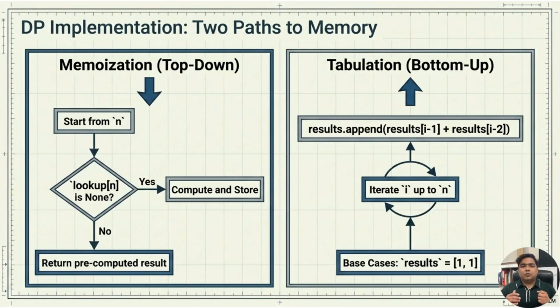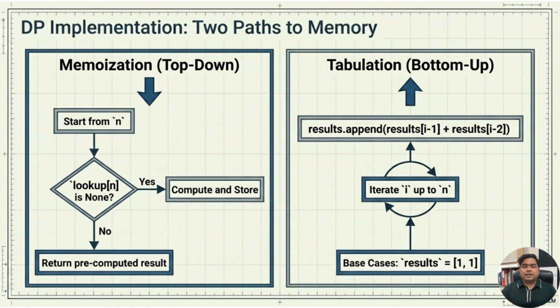This slide explains two common ways to implement dynamic programming: memoization and tabulation. The first method is memoization, also called the top-down approach. We start from the original problem, such as fib of n, then we recursively move downward into smaller subproblems. Before computing a value, we check whether that value is already stored in memory. If the lookup value is empty, we compute it and store it. If the value already exists, we simply return the pre-computed result. So memoization follows the natural recursive structure, but adds memory to avoid repeated calculation.